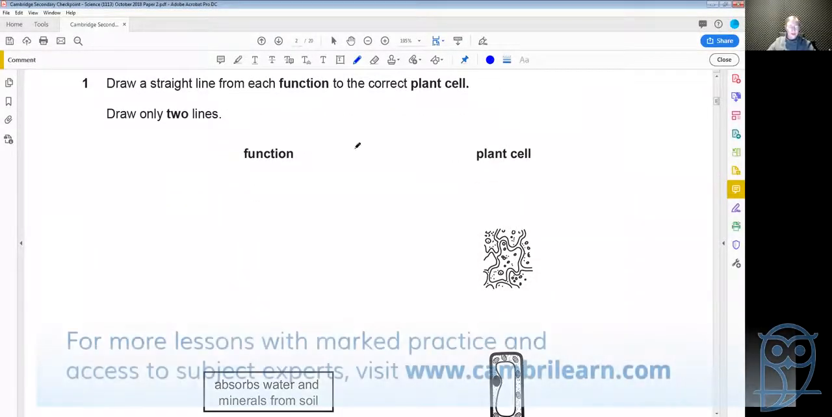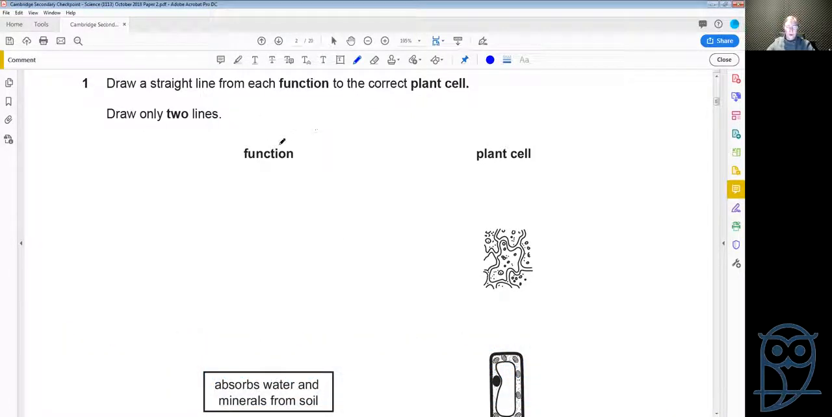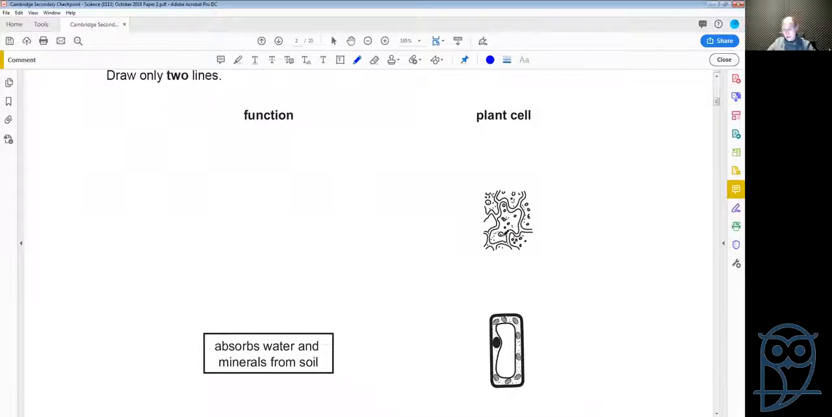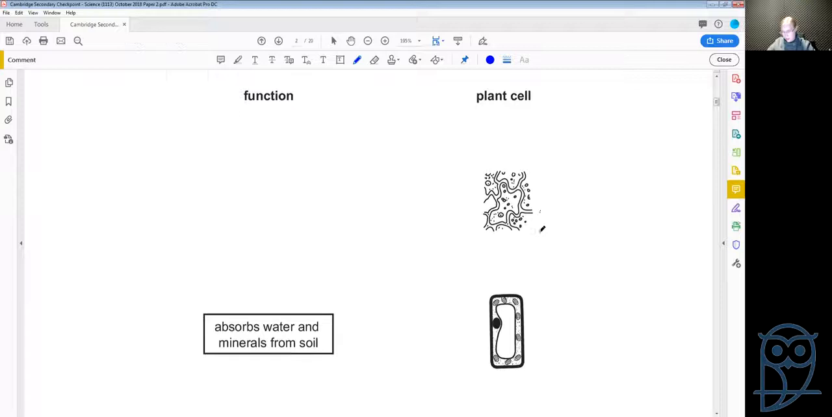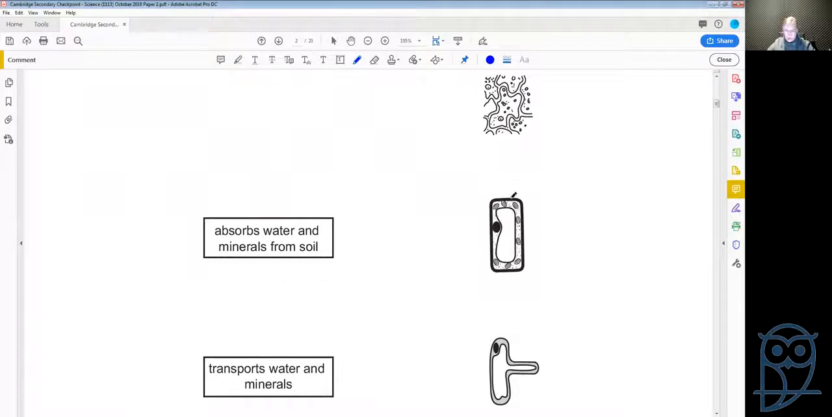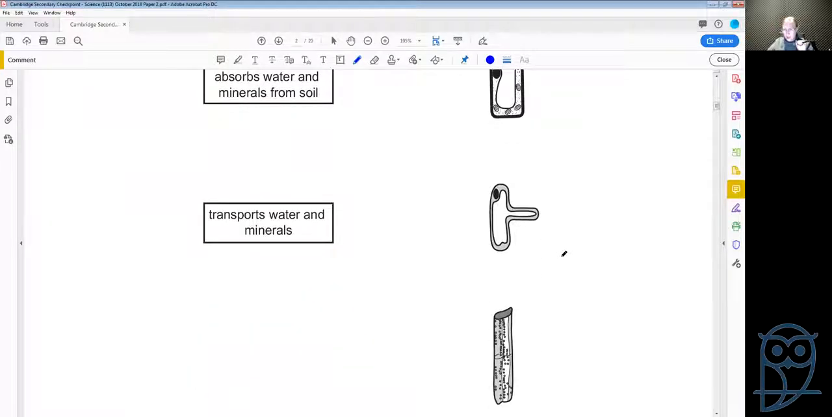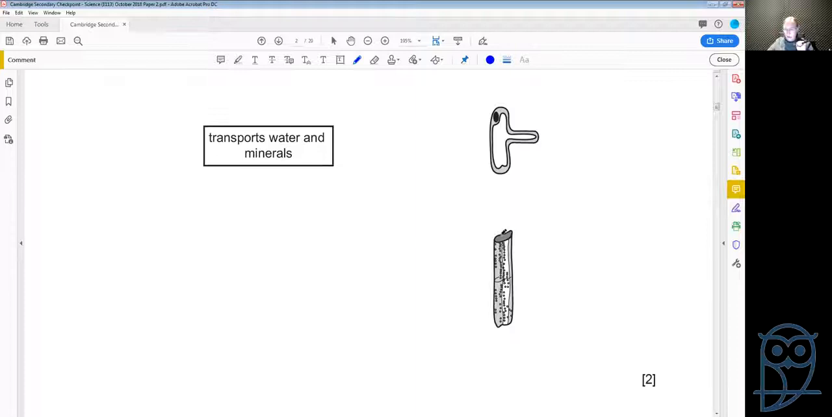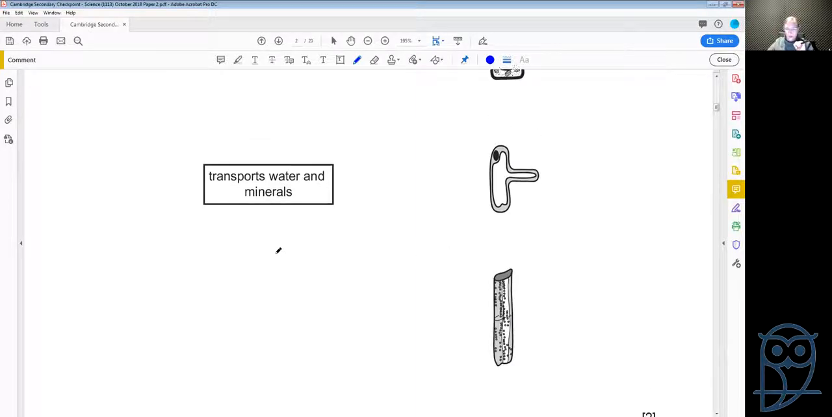Let's start over here. So here it says, draw a straight line from each function to the correct plant cell. Draw only 2 lines. Remember to read your questions very, very thoroughly. So we have some functions over here, and then we've got some plant cells. These look like some ground cells. This looks like just a normal sort of palisade cell from a leaf. This is a little root cell, and here we've got some transport cells, which you can find in a stem.